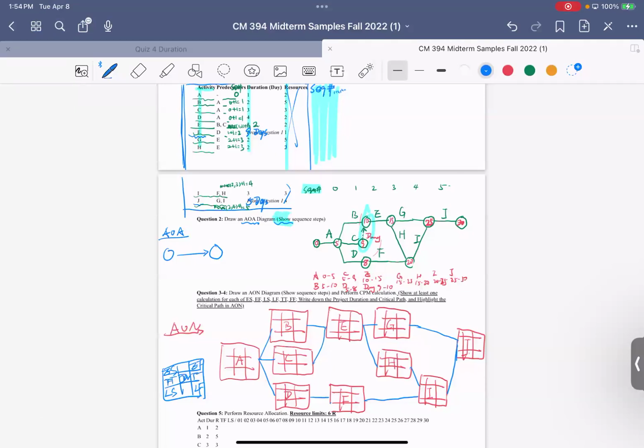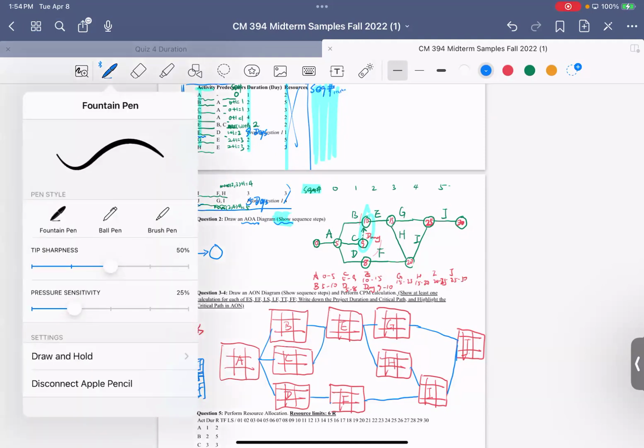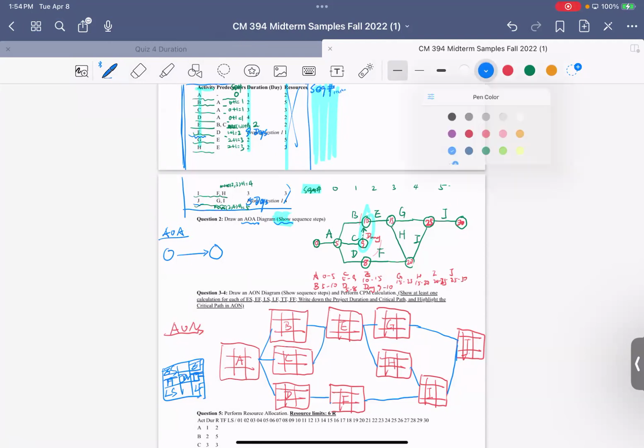That's AON now. So this is the CPM diagram. The AON is only like something like this, right? Anyway, so let's start with this one. Make sure you assign 0 for your early start for your first activity. And if you look at the durations, now you are using durations from this table, right?